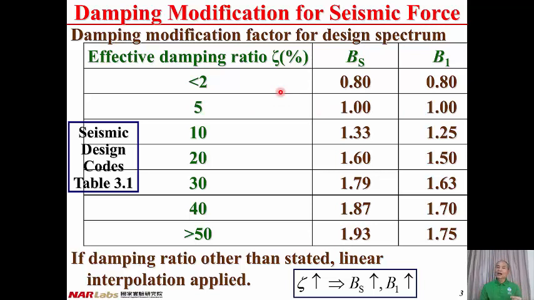When the damping ratio becomes higher and higher, the two damping modification factors also become larger and larger. If the damping ratio is other than those stated here, we may use linear interpolation to find the values of BS and B1. For example, if the damping ratio lies between 5% and 10%, then we can use linear interpolation to find the corresponding values of BS and B1. The larger the damping ratio, the larger the damping modification factors, BS and B1.